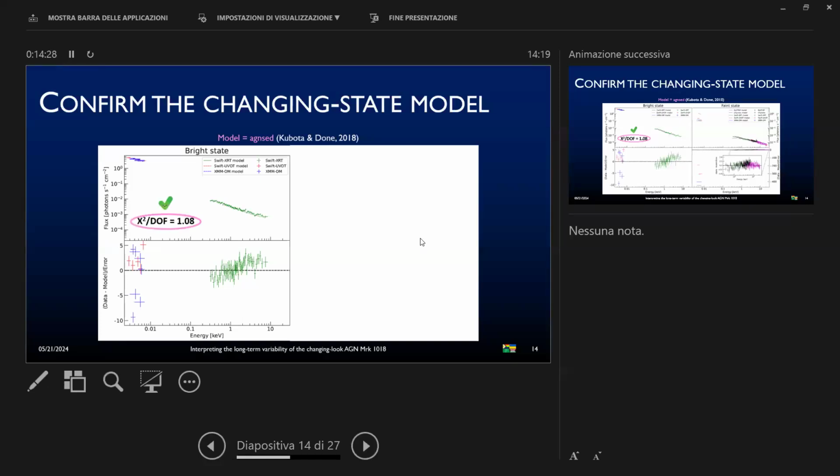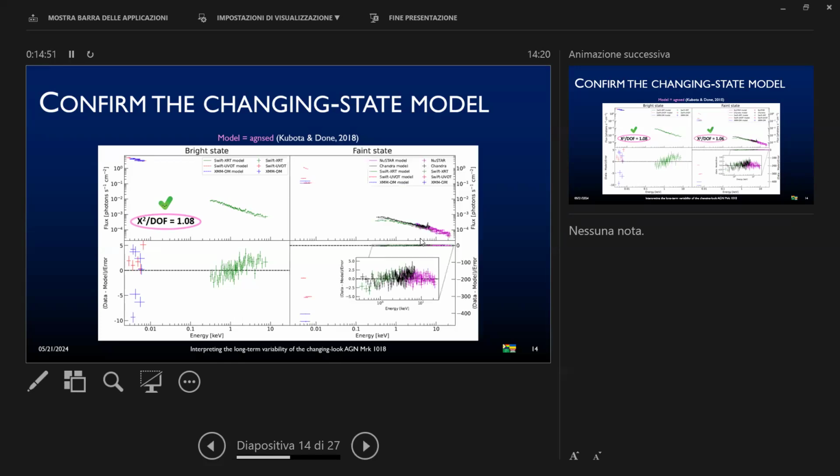Now there are more data in the X-ray part. I just have to remove them because otherwise it's just a blobby black stuff there. So I just remove most of them. But the chi-square is telling us that the model agrees with the data, which is exactly what we expect, given that in the bright state, Mrk 1918, since it's a radio-quiet AGN, must have a radiative disk.